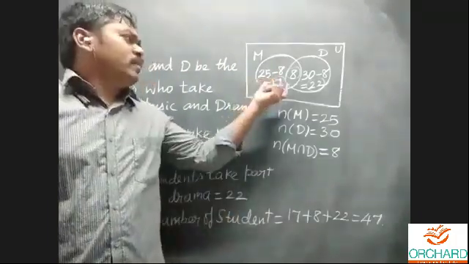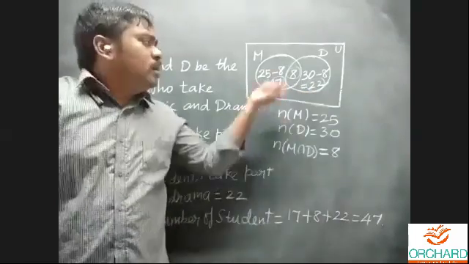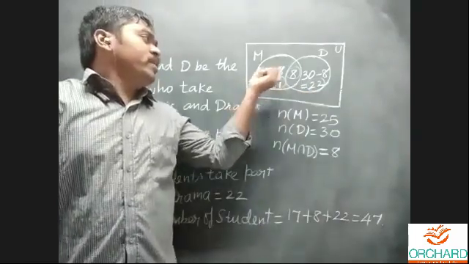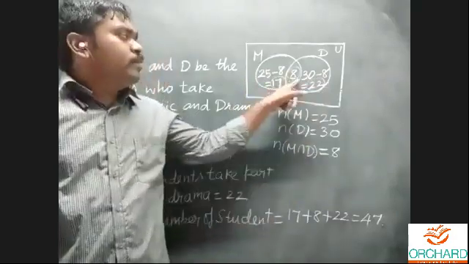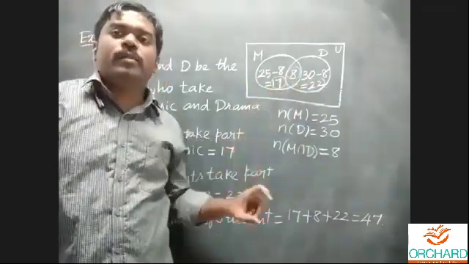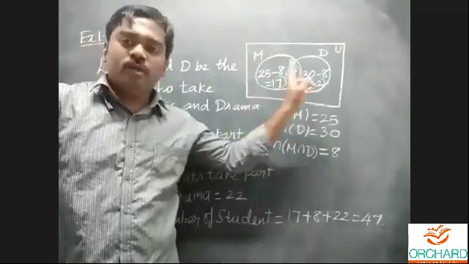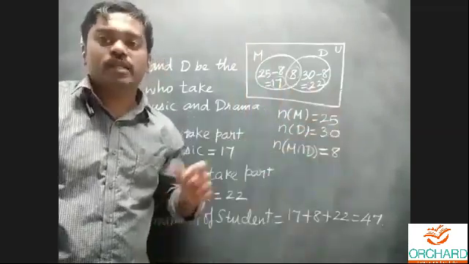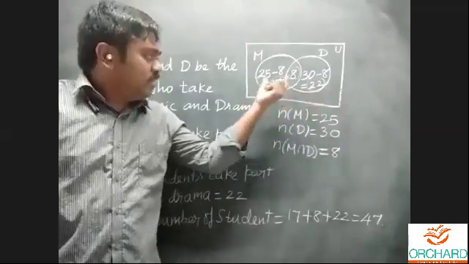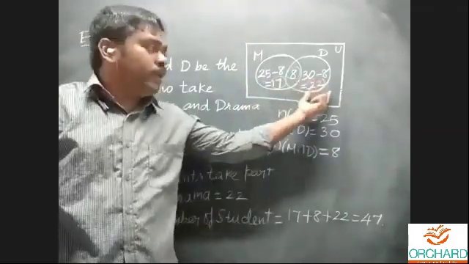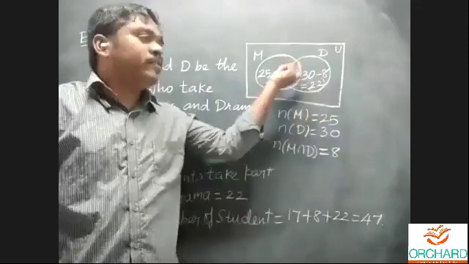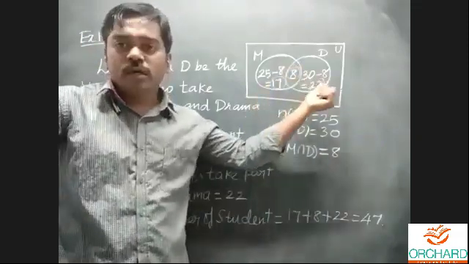Okay, suppose a few members have some doubt. Why do you subtract first and then add? Why not directly add 25 plus 8 plus 30 to get the answer? No, that is wrong. Those 8 people are common. They participate in music and also in drama. That's why you remove them. Then you add: only 17 students participate in music, only 22 students participate in drama, and 8 students participate in both drama and music.